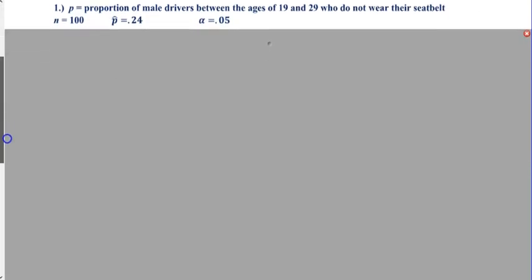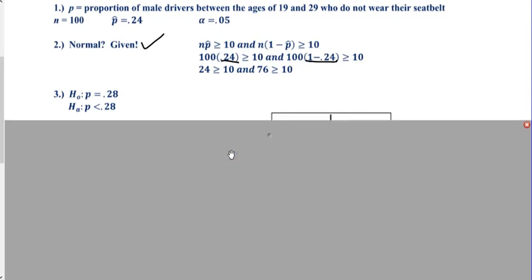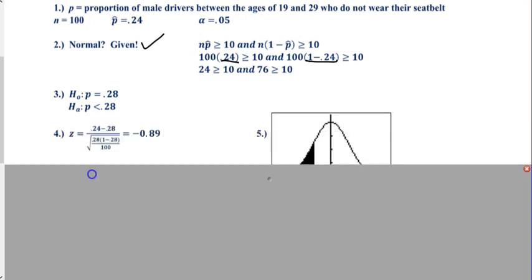Okay, board, come on. There we go. H0 is 0.28, because that's initially in the problem, it said they found out that the percentage was 28%. And then we're looking for less than. We're looking to see if it decreased.